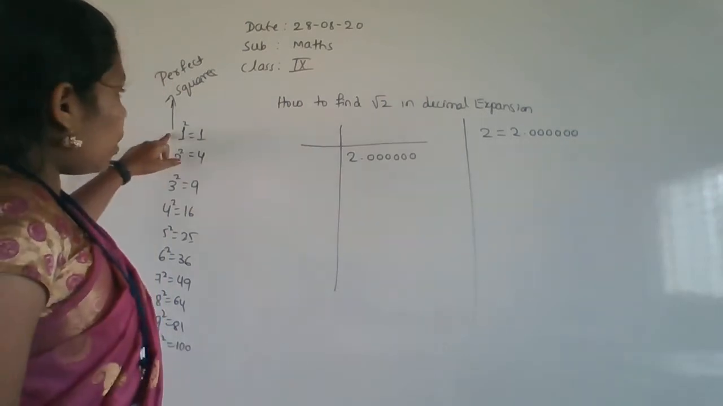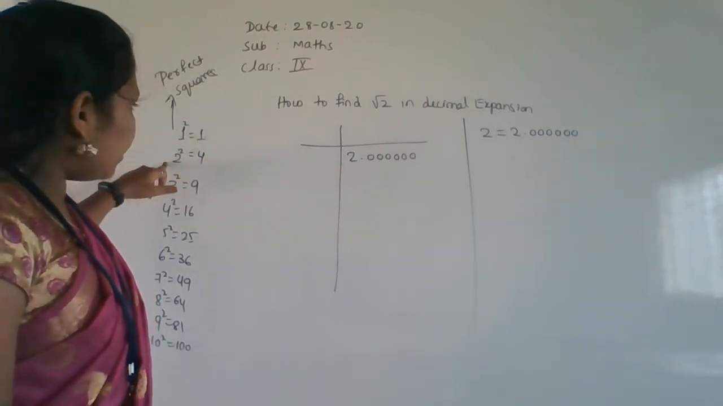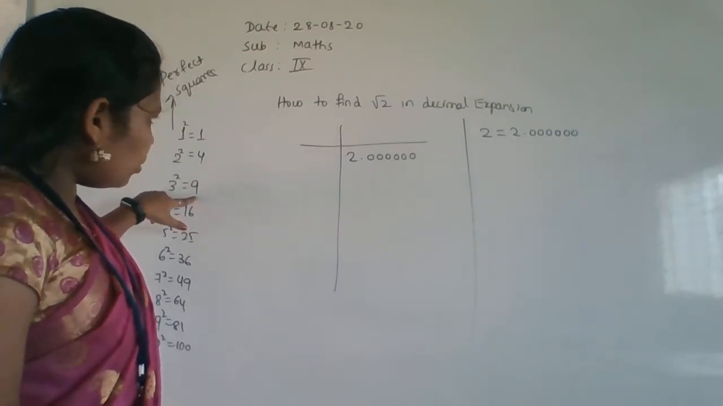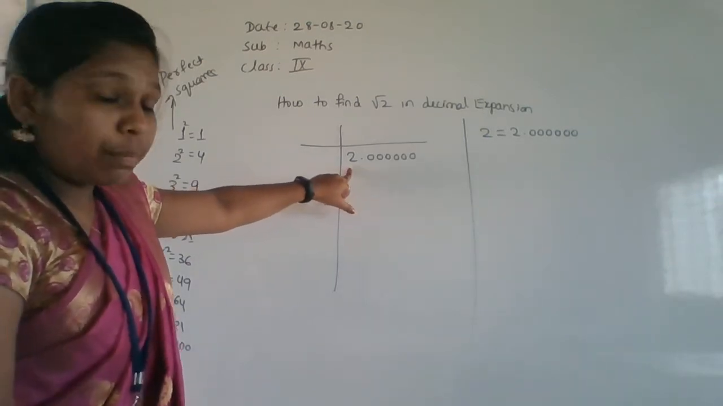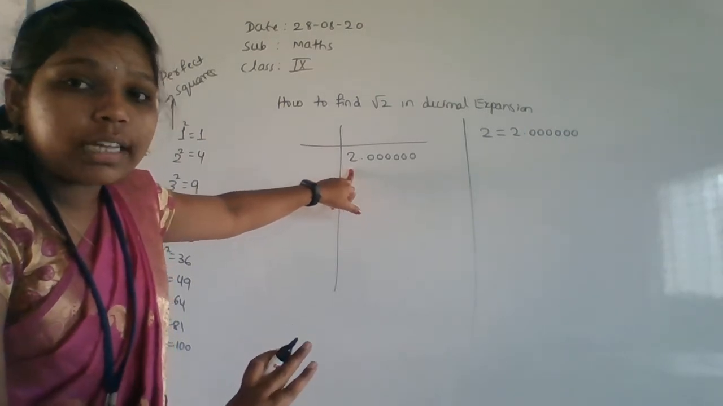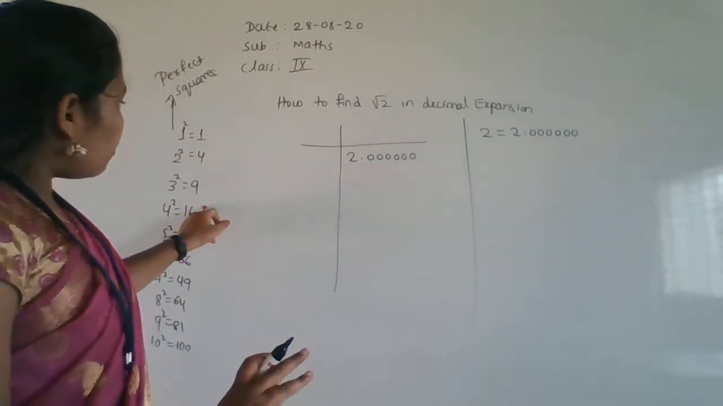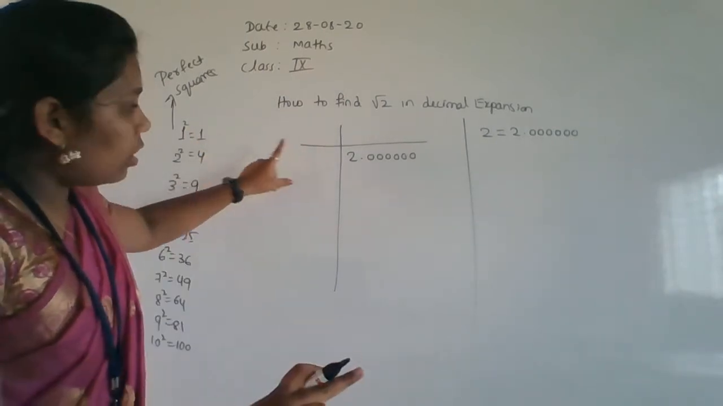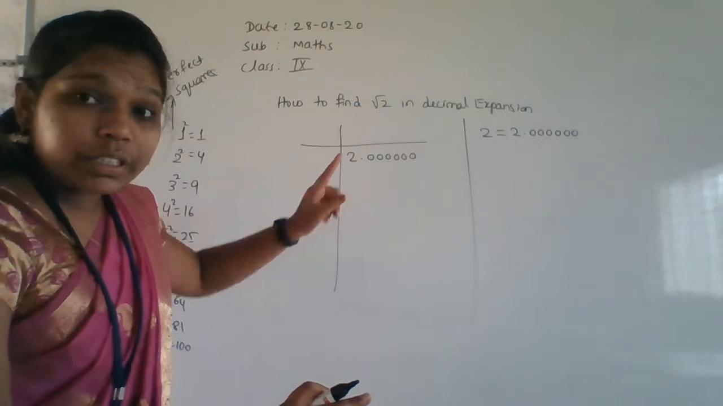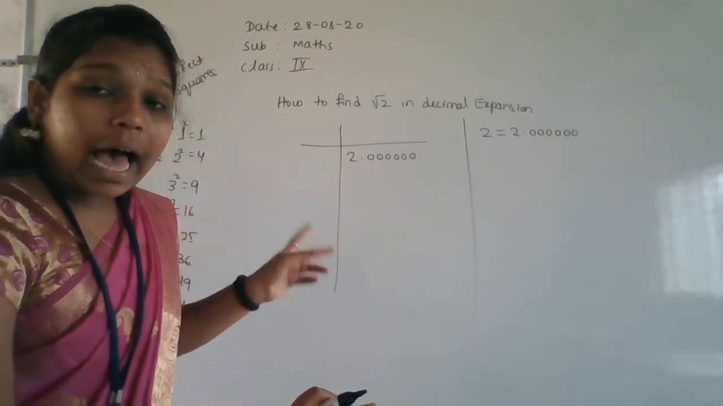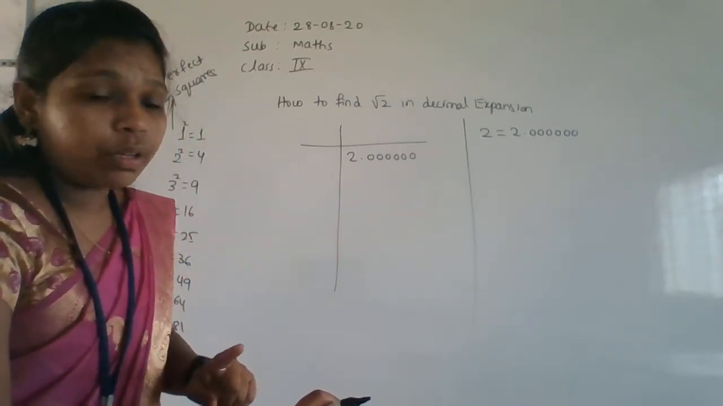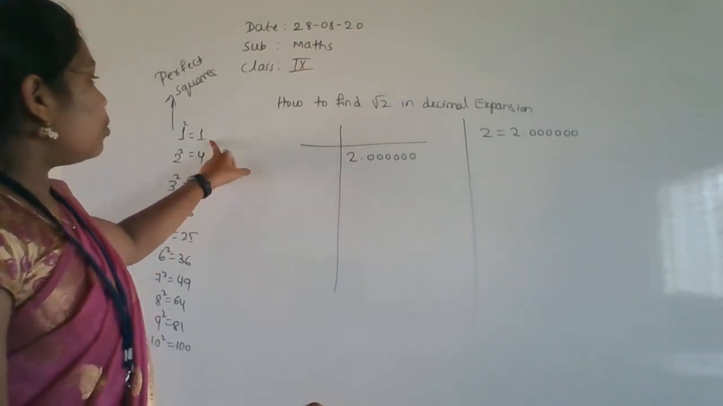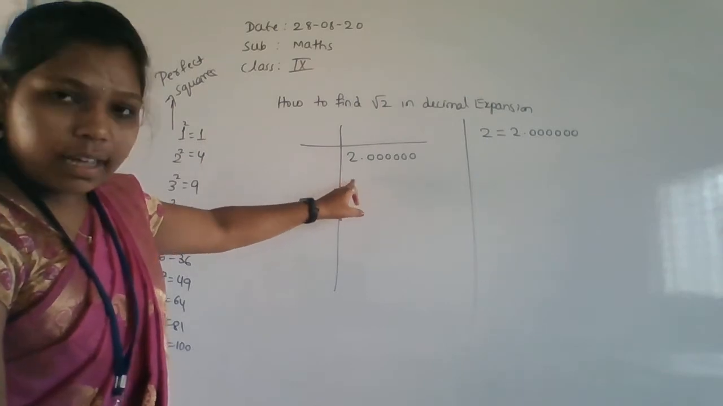That is, 1 squared is equal to 1, and next 2 squared is equal to 4 only. So 3 squared is equal to 9 here. That must be smaller than 2. Which number is smaller than 2 here? Only 1 is smaller than 2, right? We have to take the value which is smaller than 2, and that too a perfect square. So that is 1 squared equal to 1 only. So we can take 1 here.